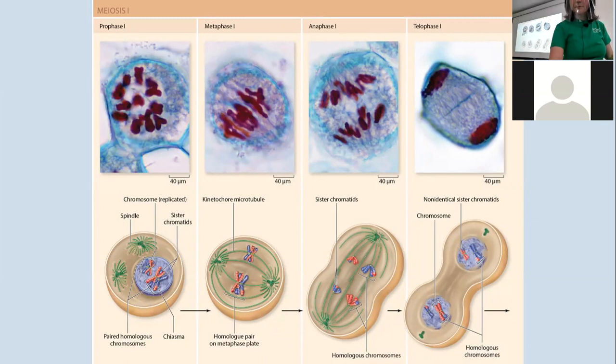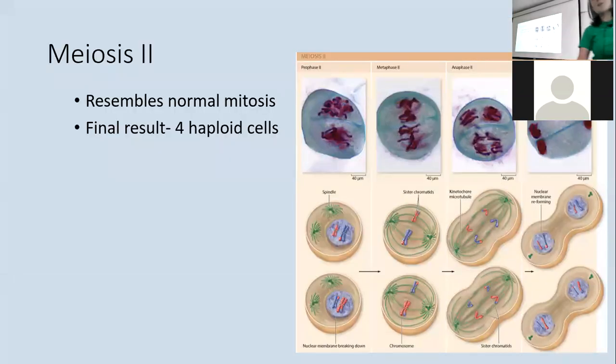Meiosis II basically just looks like mitosis, but it's happening to these two cells. So meiosis I made two cells. Here are these two cells. We now have a haploid number of chromosomes. We started with 4, now we've got 2.